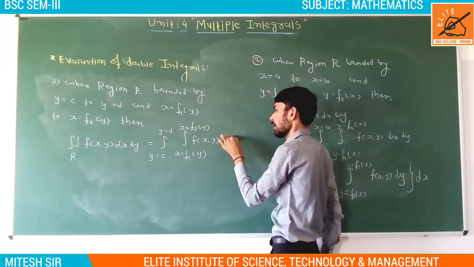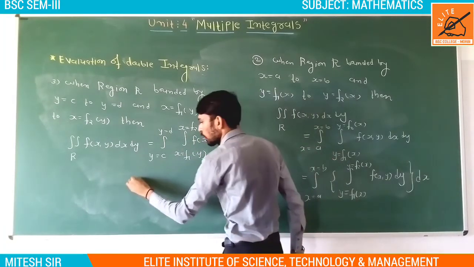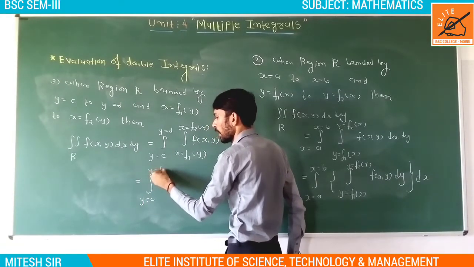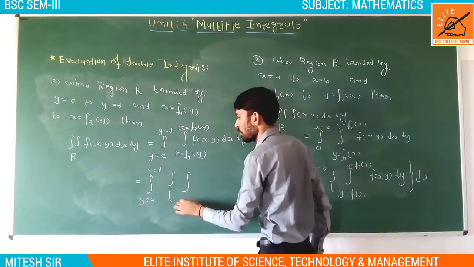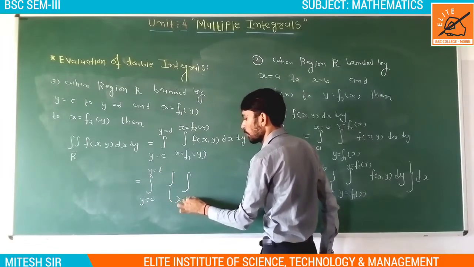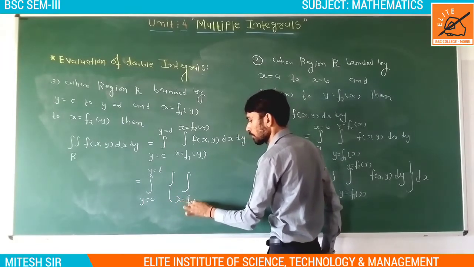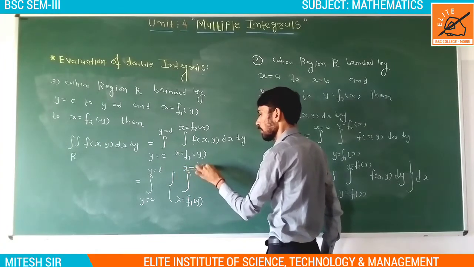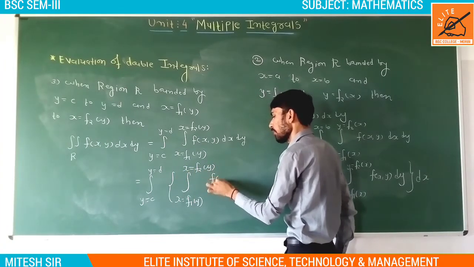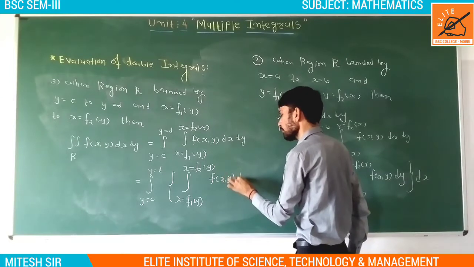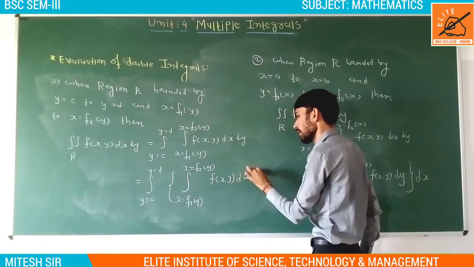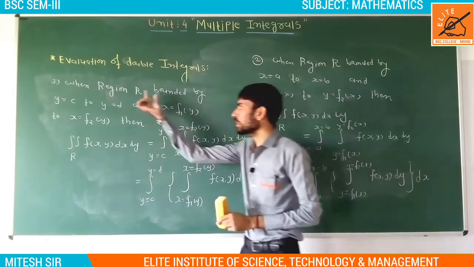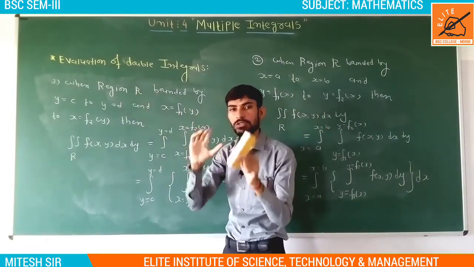f of x y dx dy is equal to integration y is equal to c to y is equal to d, in a bracket the variable limit x is equal to f1(y) to x is equal to f2(y), function f of x y dx dy. So when our region belongs in the xy plane.